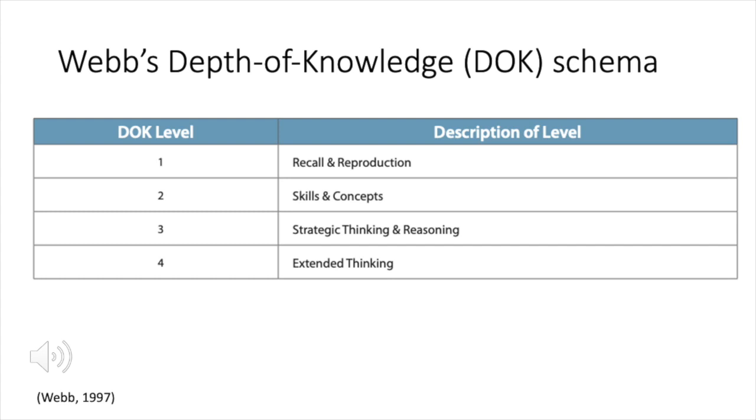Level 1 is recall and reproduction. Curricular elements that fall into this category involve basic tasks that require students to recall or reproduce knowledge and/or skills. The subject matter content at this level usually involves working with facts, terms, details, calculations, principles, etc. An example of this would be a fill-in-the-blank, define vocabulary, or solve a math problem using an equation.